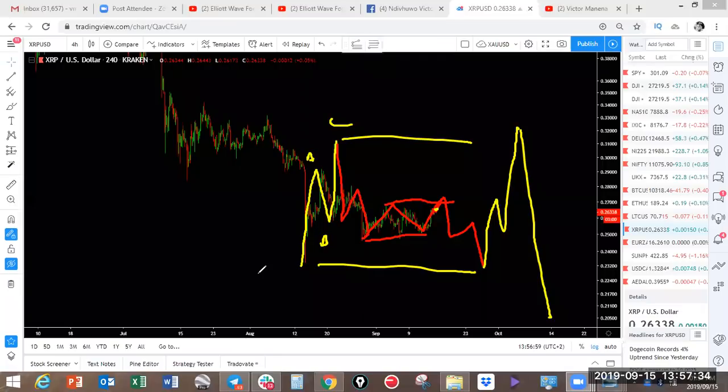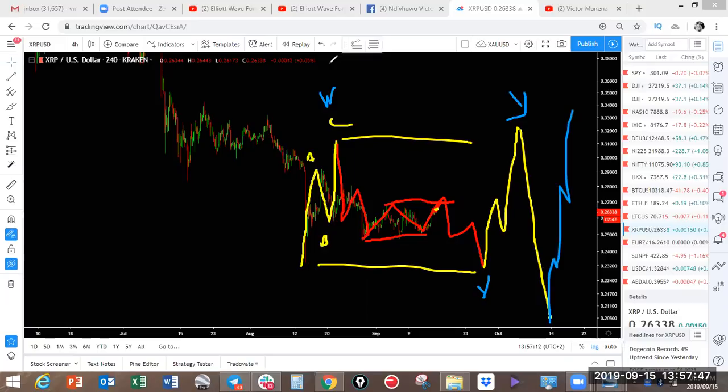Right, so that is the forecast on Ripple. Now, if you look at this corrective structure on Ripple, this will be your W, this will be your X, this will be your Y. One move down, and then we expect the resumption of the move to the upside. All right, guys, so that is Ripple.